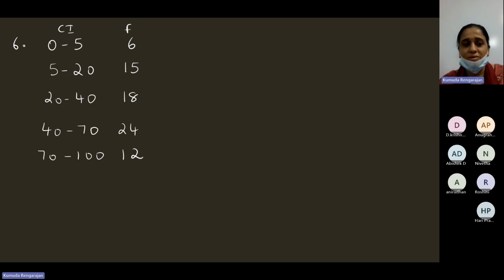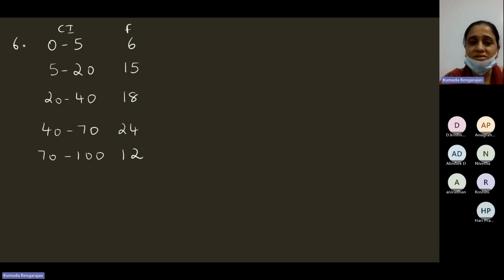You don't have to construct the histogram. How will you prepare the table? You cannot use this table to make the histogram, so you need to make some corrections. I want you to make that edited table with the help of which you can make the histogram. So find the corrected frequencies.